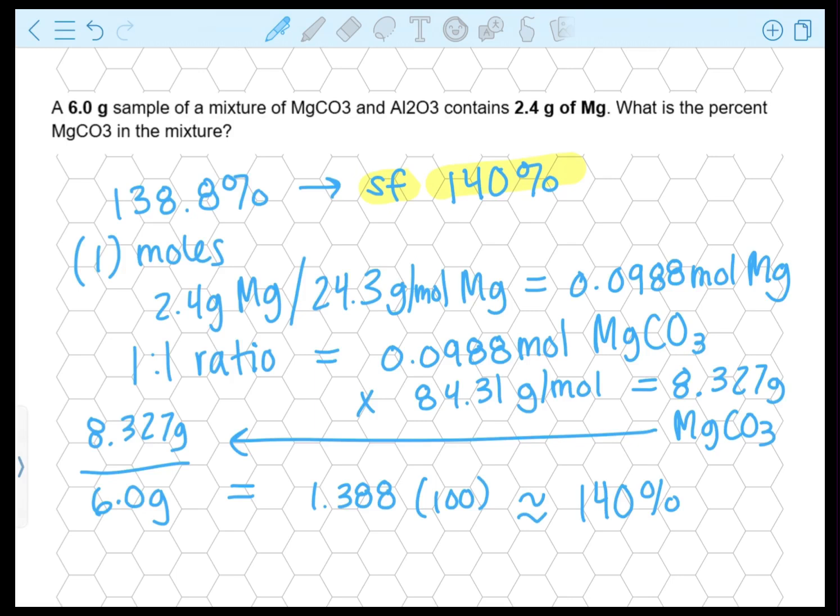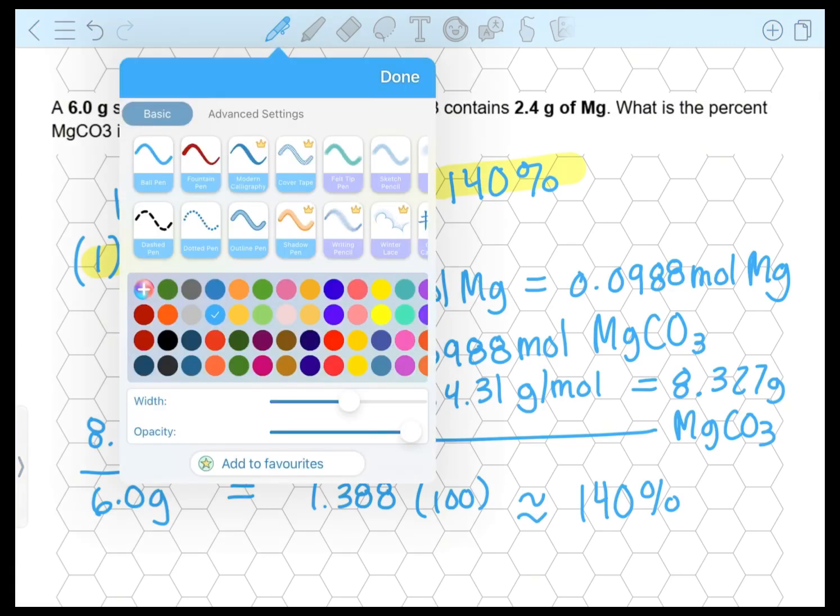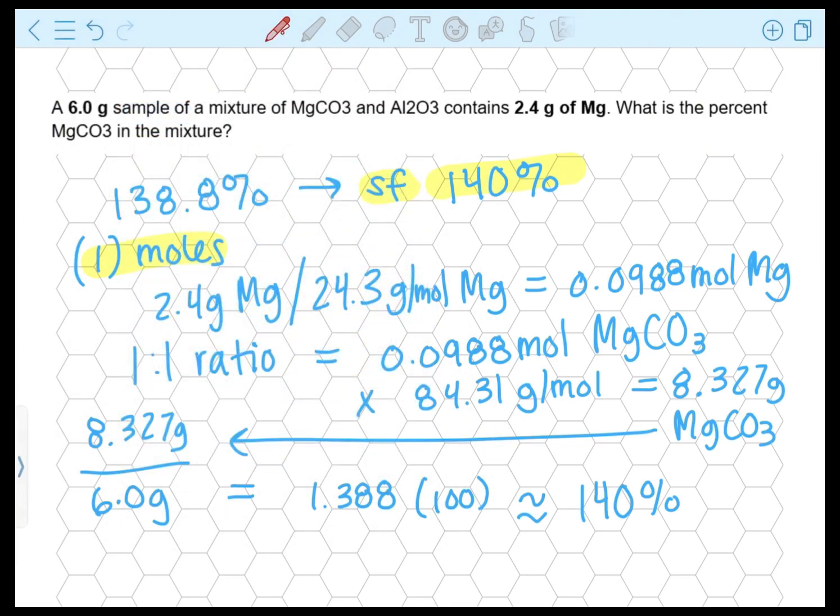So let me walk you through it. The first step, like always, is to convert to moles, and we were given magnesium, so that helps us since we want to find the percent composition of magnesium carbonate. So if we convert to moles of magnesium using the molar mass, that gives us 0.0988 moles of magnesium. Now, let's use ratios again to find the moles of magnesium carbonate.